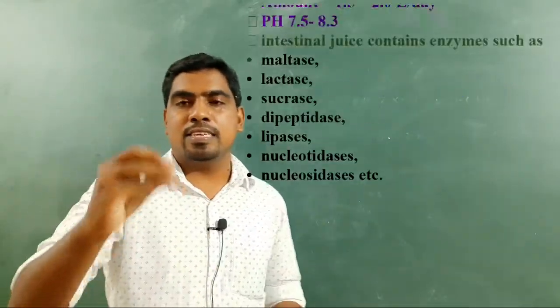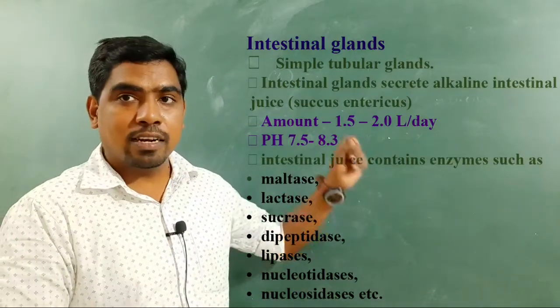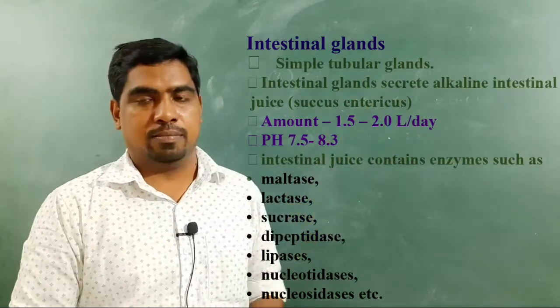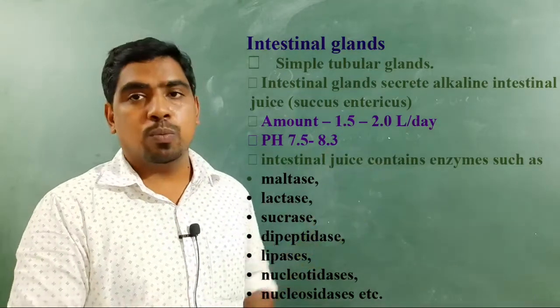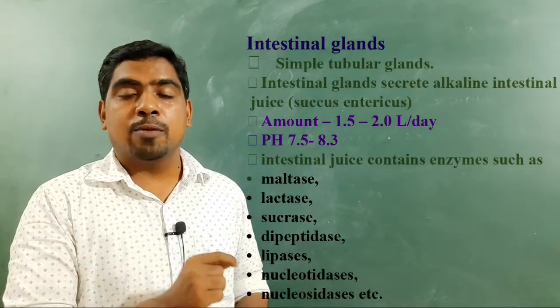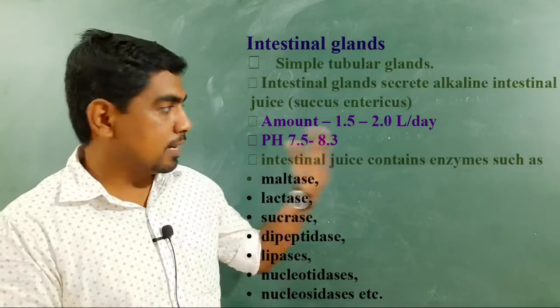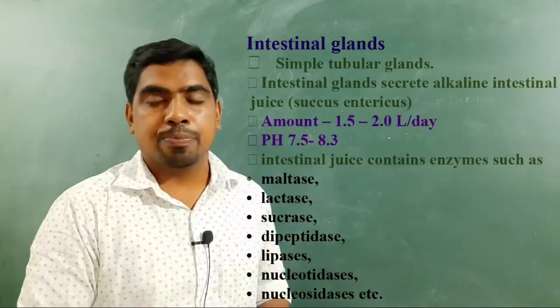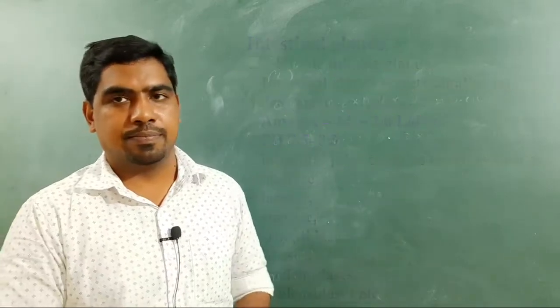And the last gland is intestinal gland. The secretion of the intestinal gland is called intestinal juice or succus entericus. The amount of intestinal juice is 1.5 to 2 liters per day and it is alkaline in nature and the pH is 7.5 to 8.3. It contains many enzymes like maltase, lactase, sucrase, dipeptidase, lipases, nucleases, etc.